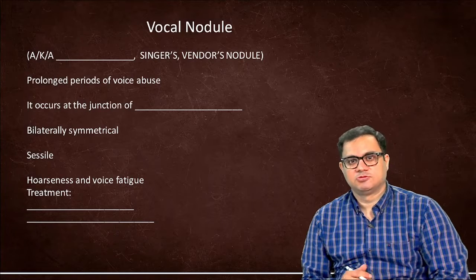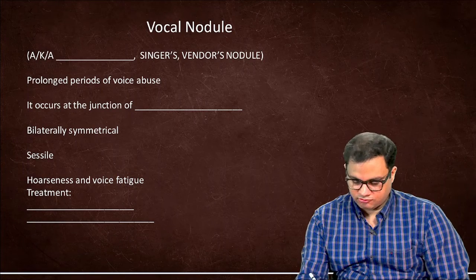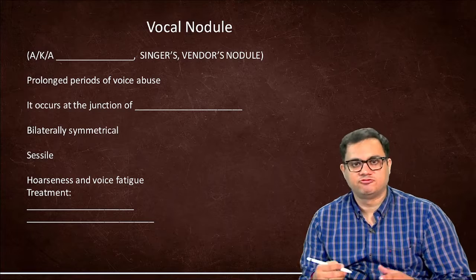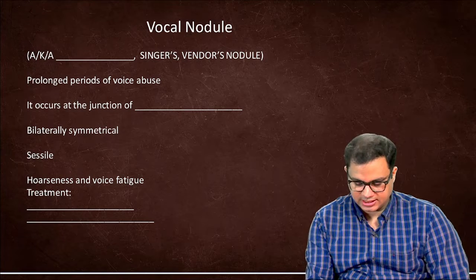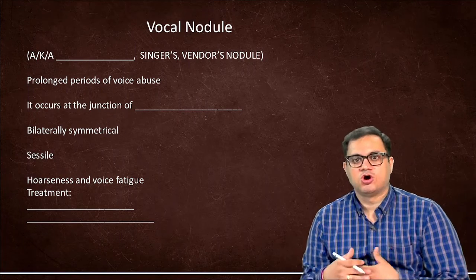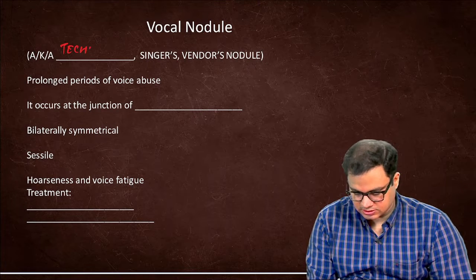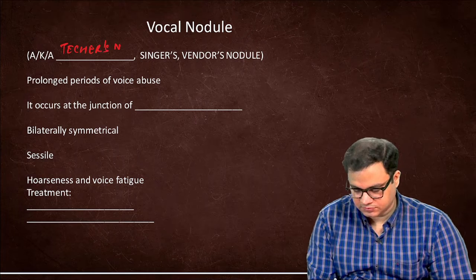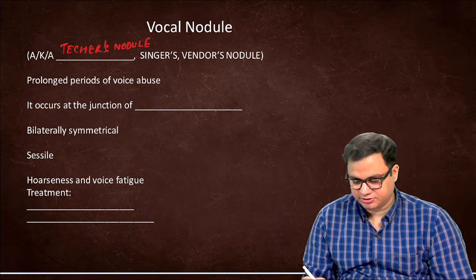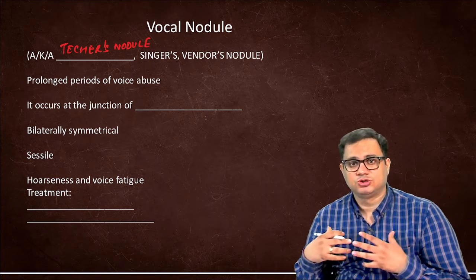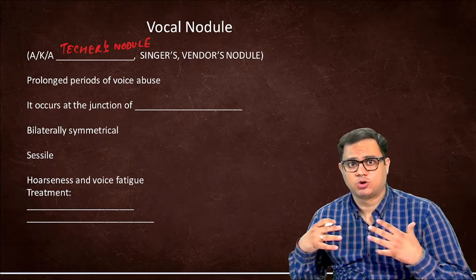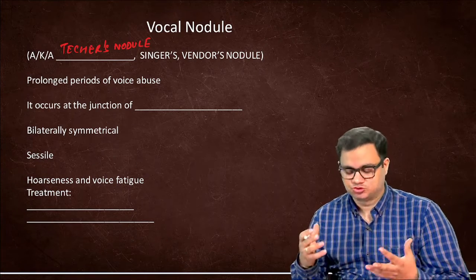Now we'll be discussing the vocal nodule. First of all, there are various names for vocal nodule. It can be called a singer's nodule, a vendor's nodule, or a teacher's nodule. If you see the profession of all three, they need to raise their voice. So, there are prolonged periods of voice abuse happening.